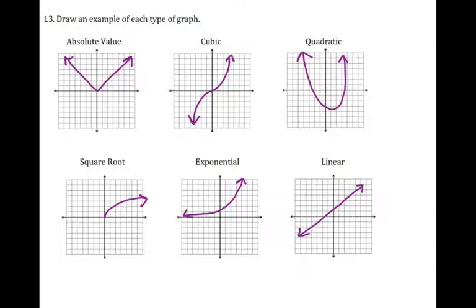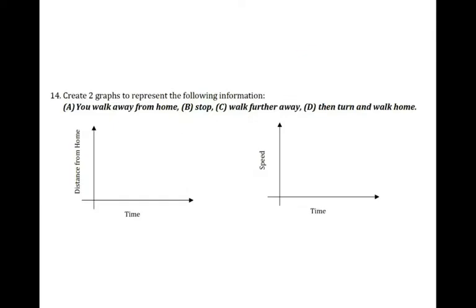All right, next up, real world situation. So create 2 graphs to represent the following information. You walk away from home, you stop, you walk further away, and then you turn around and walk home. Okay, so my first graph is talking about distance from home versus time. If I start right here, my distance from home is 0, okay? And then from here, I am walking away from home. So here I am, I'm walking. So my distance from home is starting to increase. So that's going to be portion A of my graph.